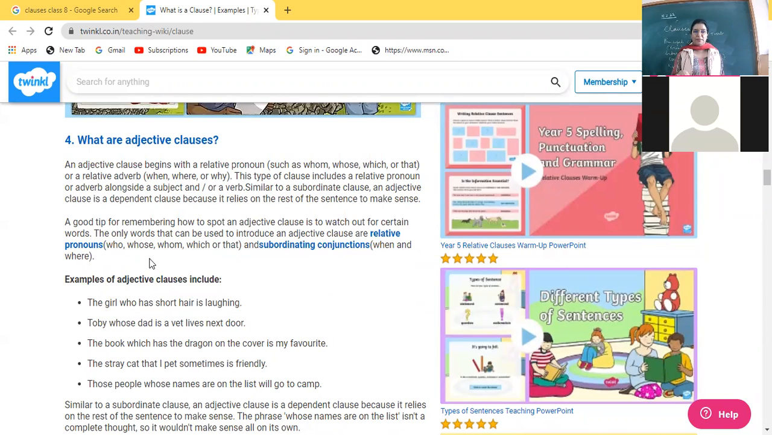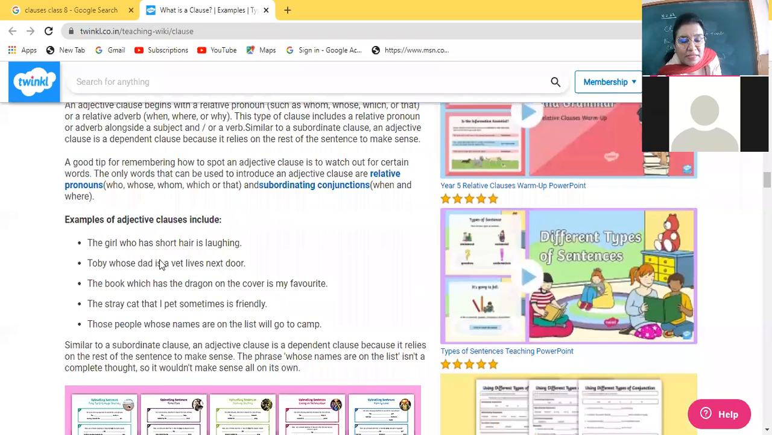Can you identify it? So what is one thing? The relative pronoun. Yes, the girl who has short hair is laughing. Toby, whose dad is a vet, lives next door. Whom are we giving more information about in the first sentence? The girl. So it functions as an adjective.